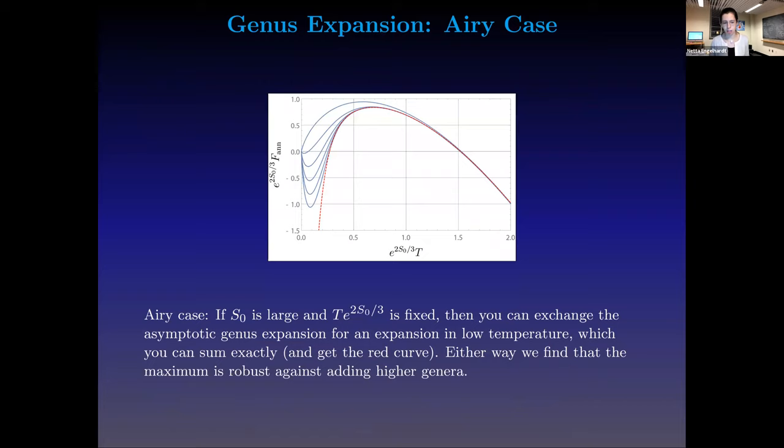So if S_0 is large and we're holding T e^{2S_0/3} fixed, then it turns out you can actually exchange the asymptotic genus expansion for an expansion in low temperatures. I believe this was actually done in the SSS paper. And that you can sum exactly. And that's exactly what this curve over here is, which of course is extremely non-monotonic. You have the same type of non-monotonicity here that you did in the partial sums. So depending on which approach you favor, it seems that the maximum up here is robust against adding higher genera.